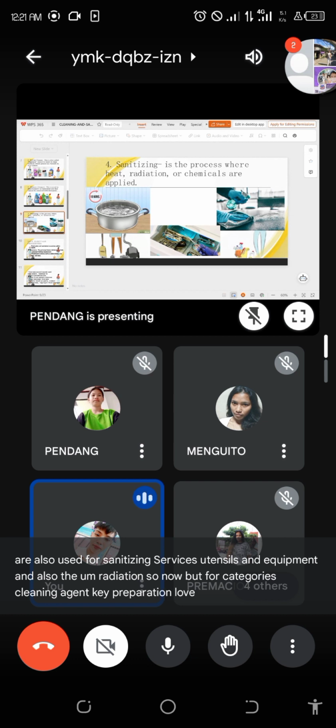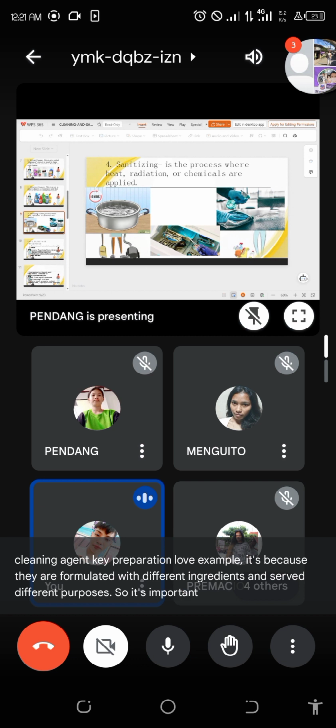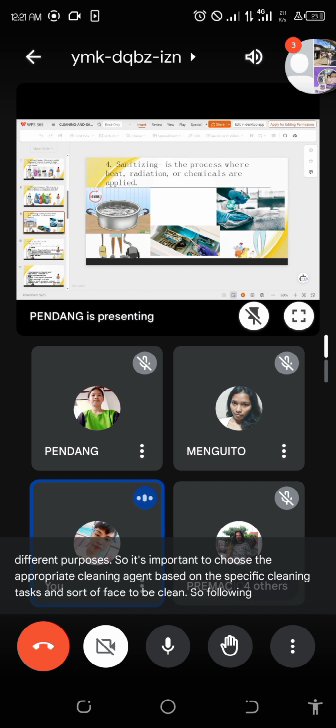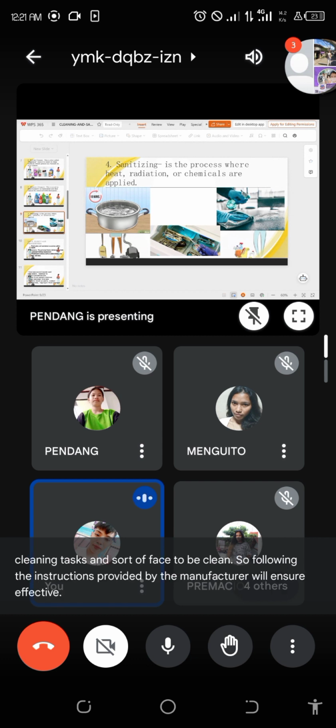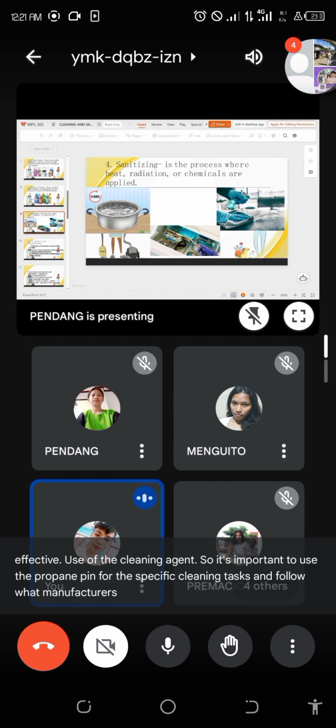So, it's because they are formulated with different ingredients and serve different purposes. So, it's important to choose the appropriate cleaning agent based on the specific cleaning task and surface to be cleaned. So, following the instructions provided by the manufacturer will ensure effective and safe use of the cleaning agent. So, it's important to use the appropriate cleaning agent for the specific cleaning task and follow the manufacturer's instructions, and it can help ensure effective cleaning.